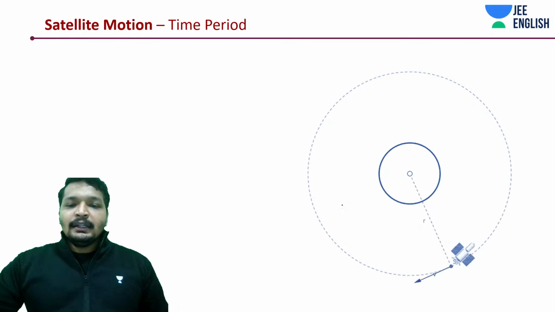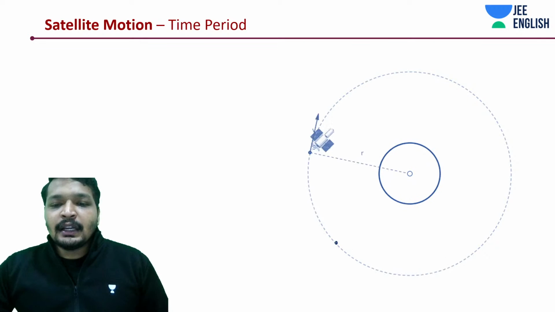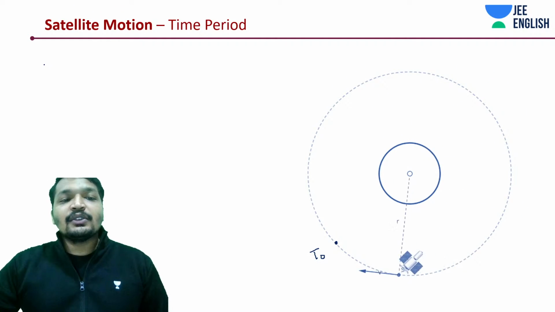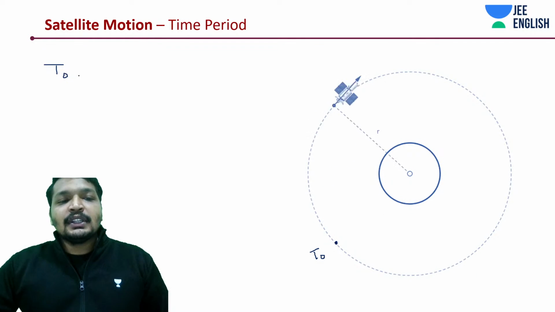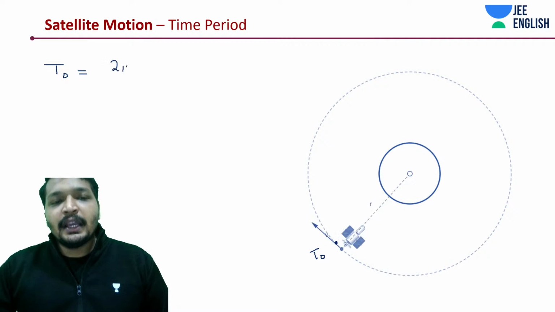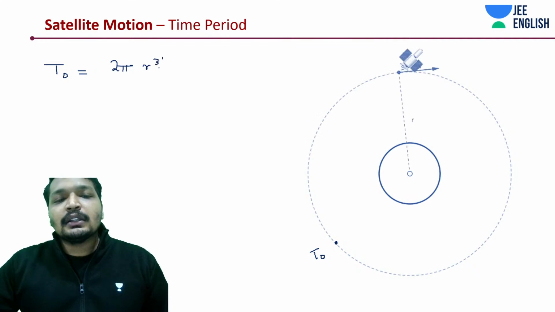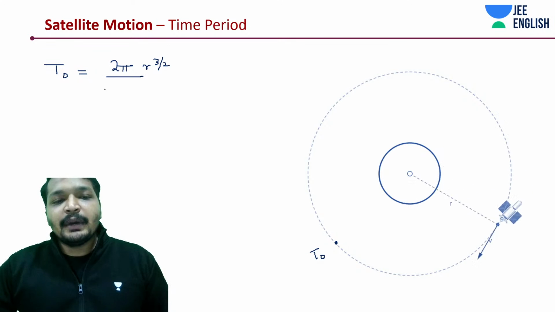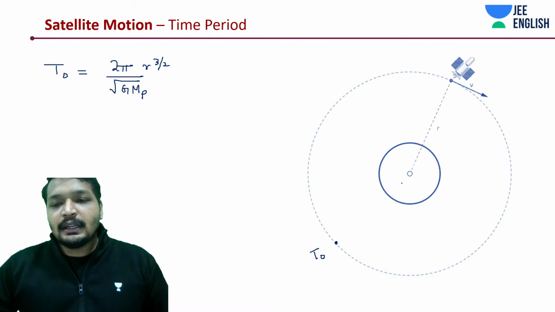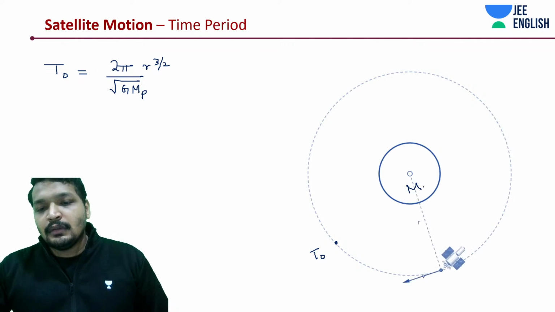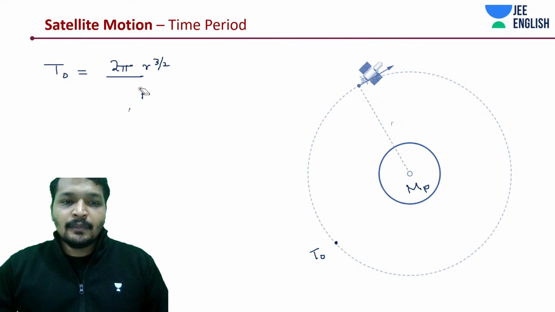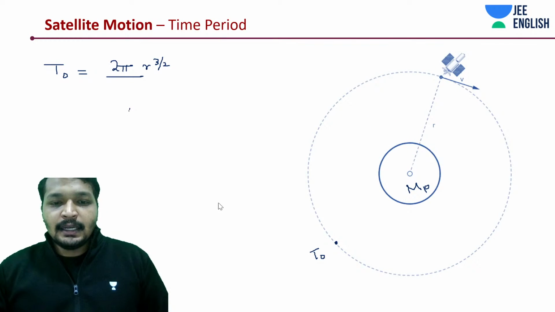But if this is logical, the next thing is also going to be super logical. So the time period for this motion, if you observed, is going to be something like 2 pi r to the power 3 by 2 divided by the square root of GM planet.